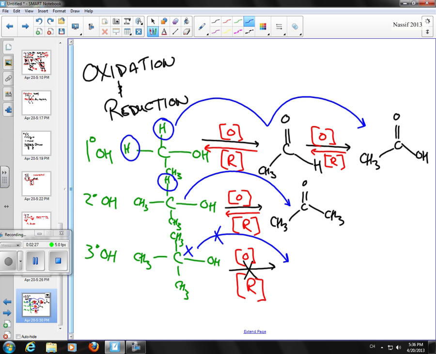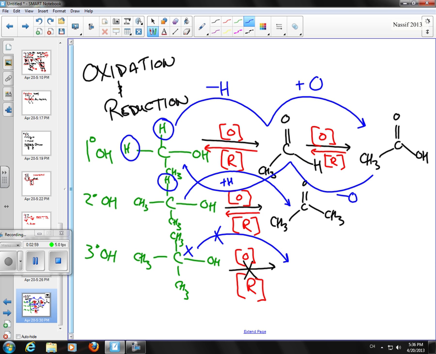Furthermore, what can we see here? When we first oxidize this primary alcohol, what do we lose? We lose two hydrogens. Now, when we oxidize again from aldehydes to carboxylic acids, we gain oxygens. And then obviously the converse is true. If we go from carboxylic acids back to aldehydes, we lose oxygens. Right? So we lose oxygens here, and we gain hydrogens here.